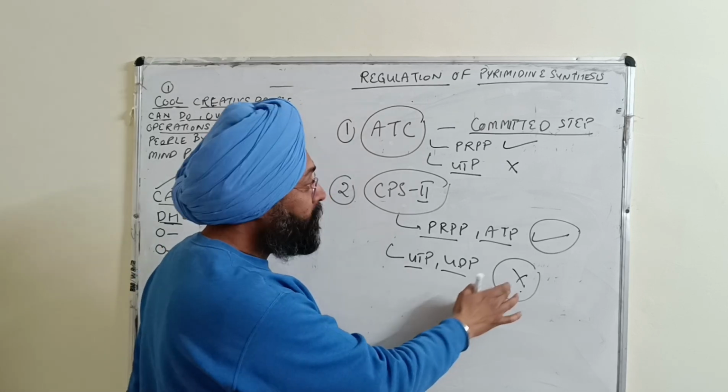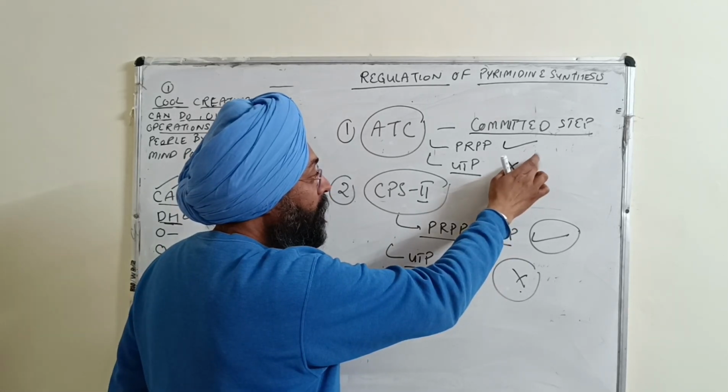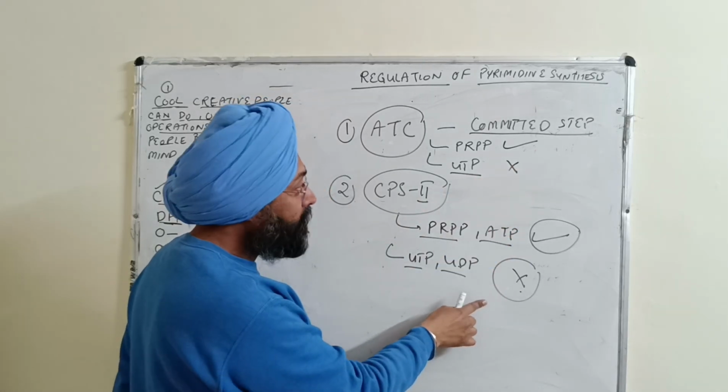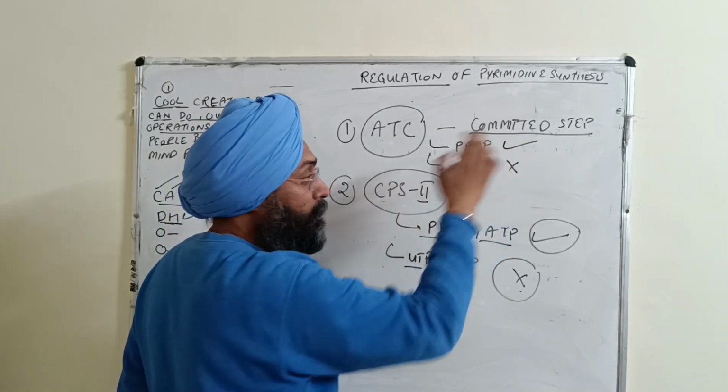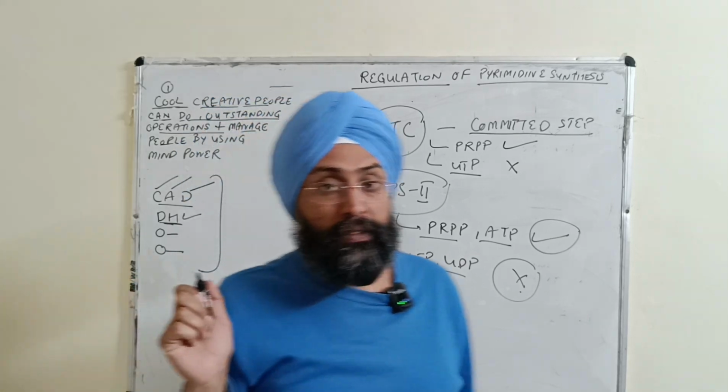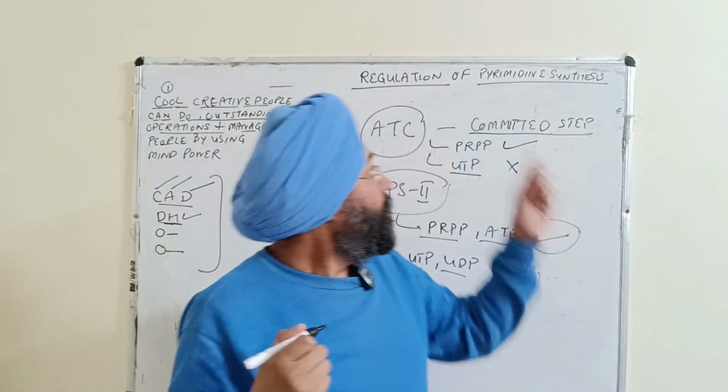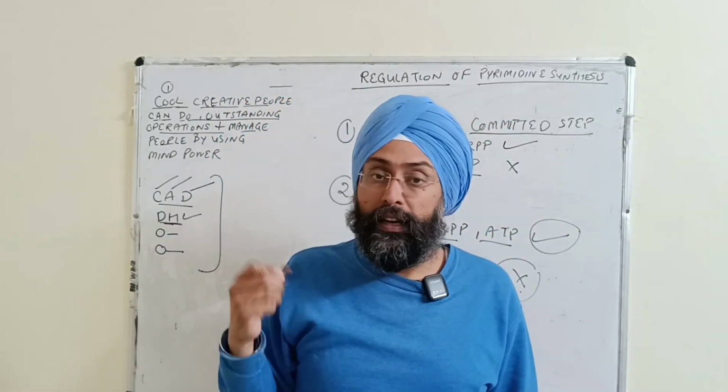It is by end product inhibition, it is by feedback inhibition, and it is by the end product feedback regulation, right? So that finishes with our chapter on pyrimidine synthesis, breakdown, and regulation.